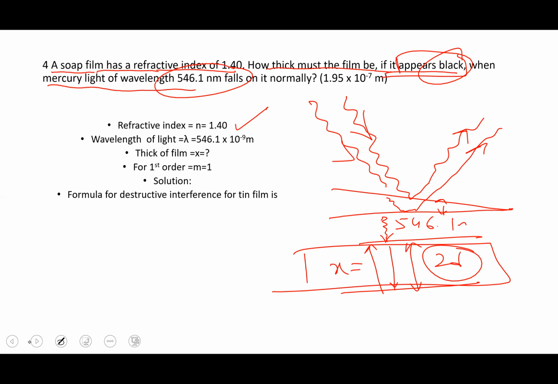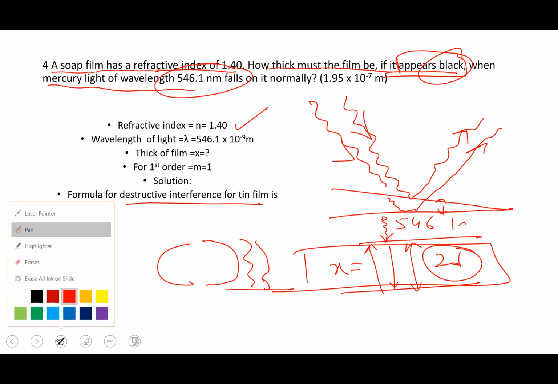The formula of destructive interference. Now, why is it destructive interference? Because it is reflecting from a hard surface. Whenever the light strikes a hard surface, its phase will change. And if it is like this, then after reflection there will be a phase change of 180 degrees. So it will always be destructive interference.